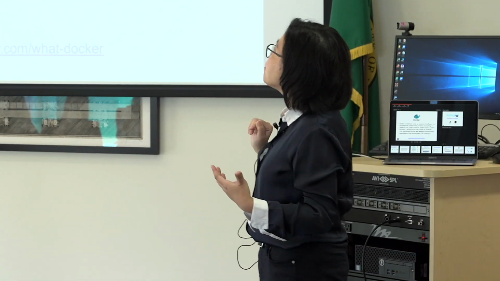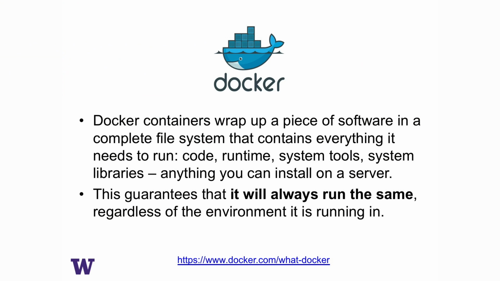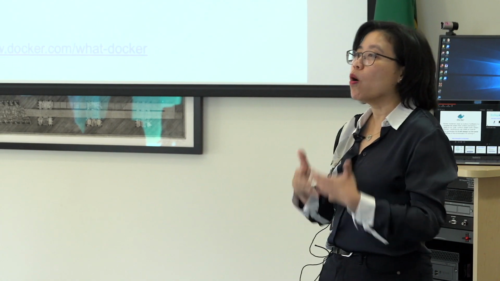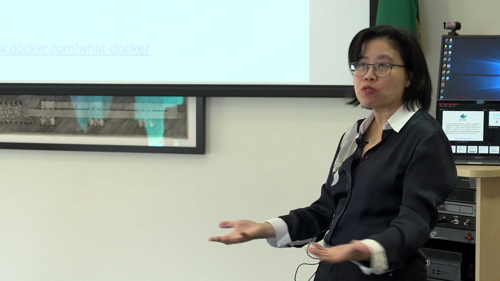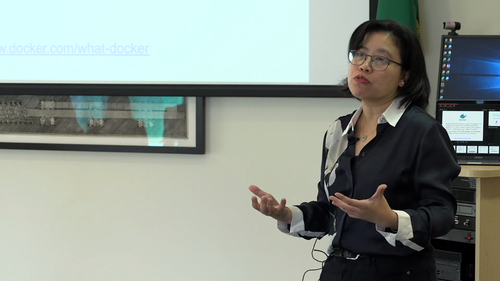So there are many different types of software containers out there. We use Docker. Docker containers wrap up a piece of software in a complete file system. So it contains everything you need to run. It has the code, the runtime, the libraries, the dependencies, everything. And this guarantees that it will always run the same, regardless of the environment it is running in. So that's what we use to encapsulate the computing environment. This is what we use to enhance reproducibility.